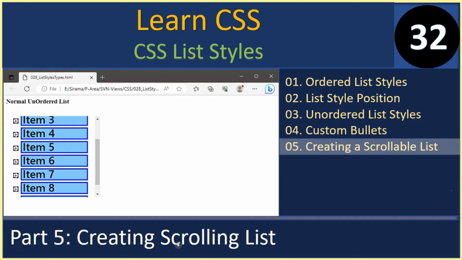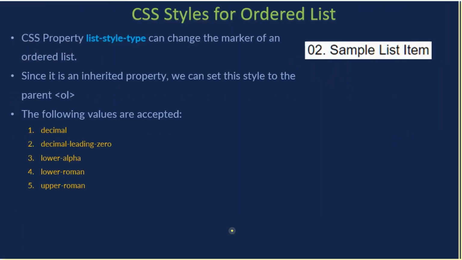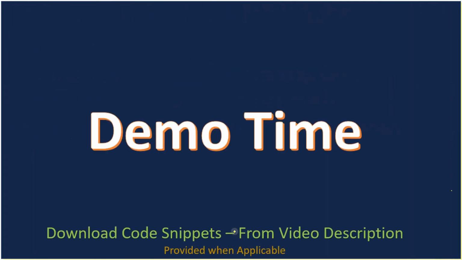In this video, we will see how to create a scrolling list using the box property which we learned in our previous subseries. We will also use some of the list properties. Alright, now let's directly go to the demo. Here there is no special stuff for this video, but we will use all we learned in CSS box and list styles. Let's go to the demo.